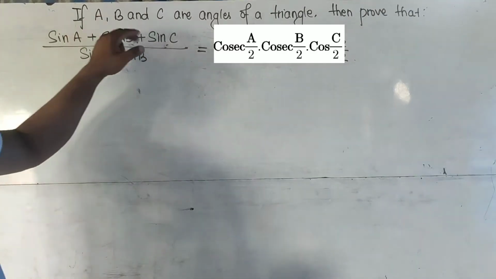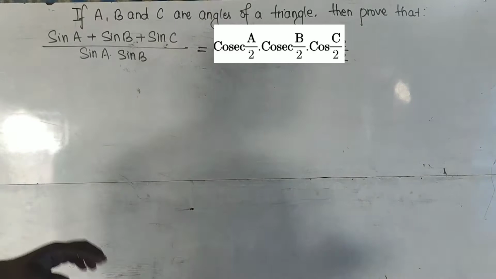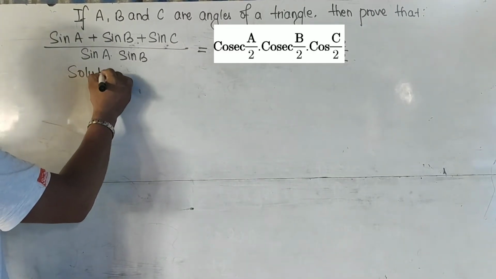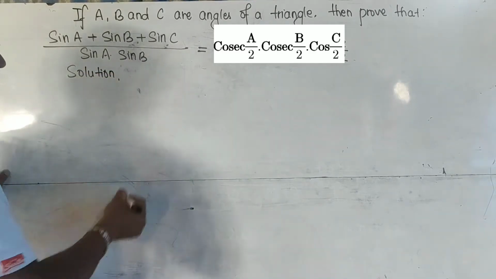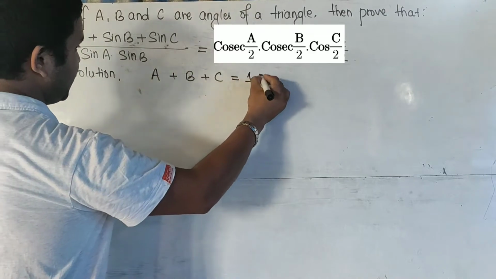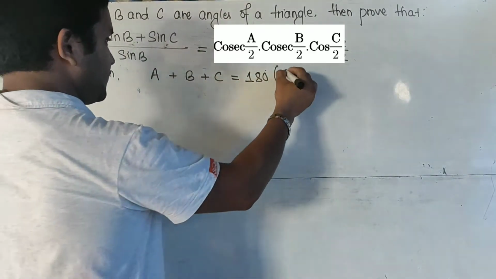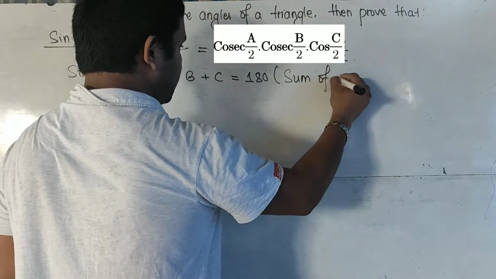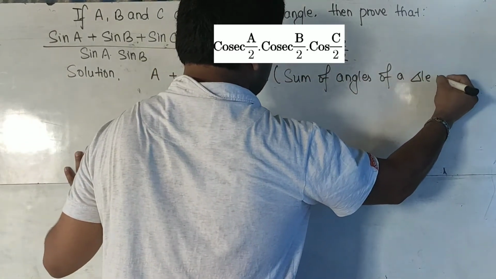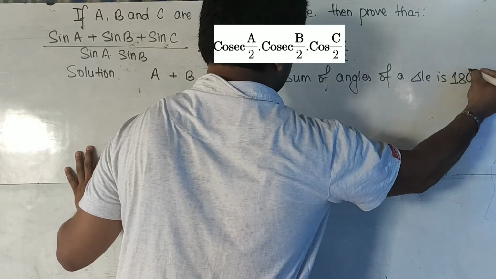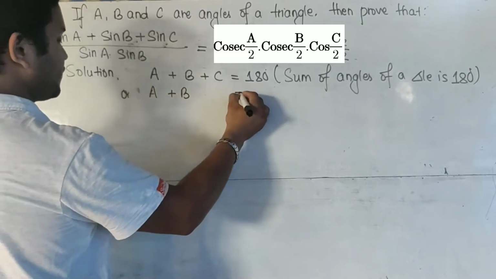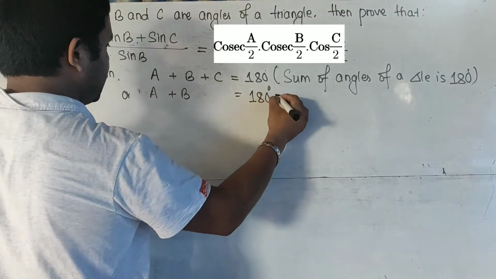Here you have been told that A, B and C are the angles of a triangle. So you can say that A + B + C = 180 degrees. Why? Because the sum of the angles of a triangle is 180 degrees. Or you can say that A + B = 180 degrees minus C.